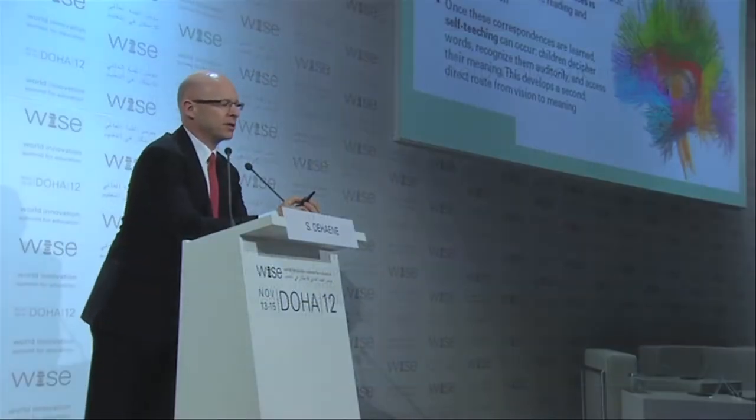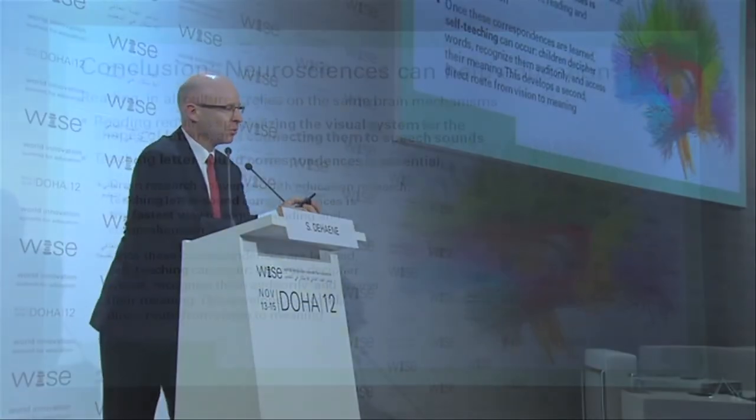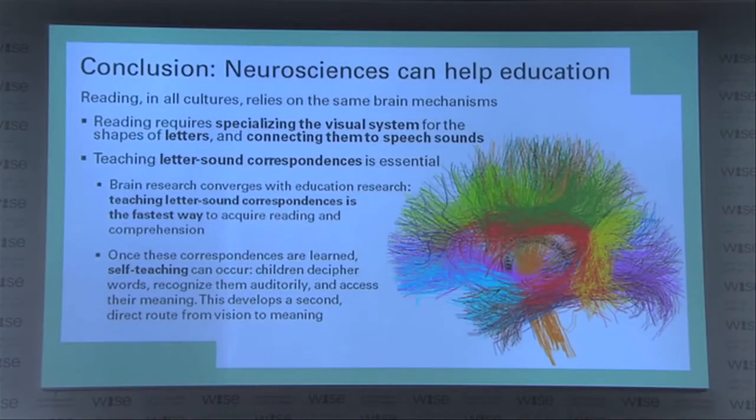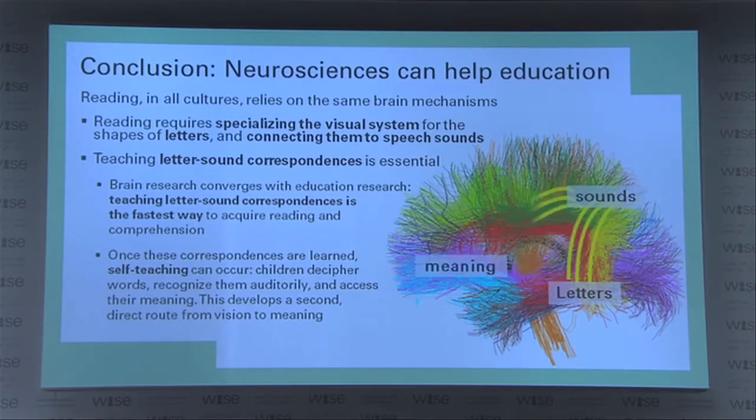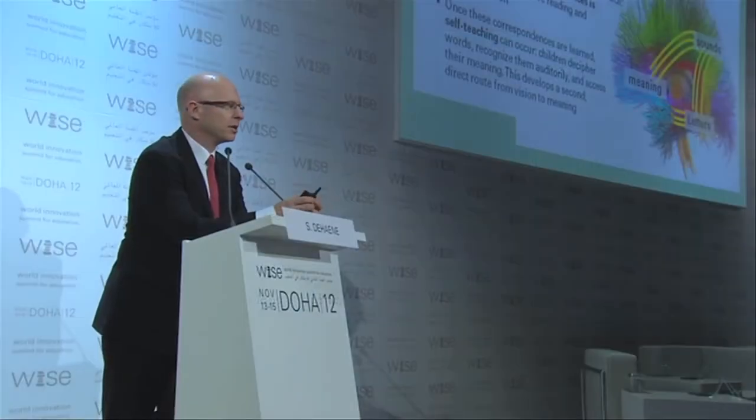It works because there is a form of self-teaching. Once the correspondences are learned, children have this correspondence between letters and sounds, then they can recognize the words auditorily using their auditory lexicon, and then this more direct route between letters and meaning can be trained. It can be self-trained as the child reads by himself, even without a teacher. So this notion of two routes of reading plays a very essential role in all contemporary models of the reading process.